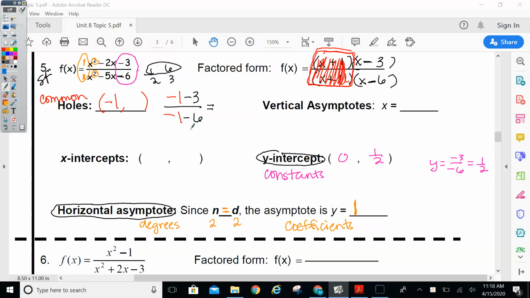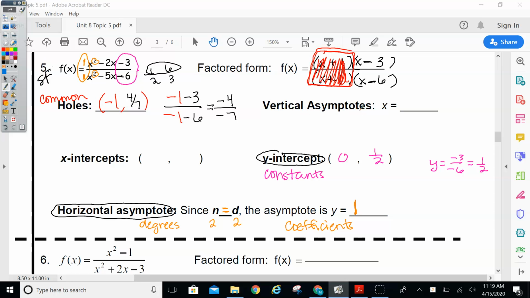Then we just subtract and reduce. -1 minus 3 is -4, and -1 minus 6 is -7. A negative and a negative makes this positive 4/7. So you get the y-coordinate of the hole by plugging the x into whatever's left over when you cancel it out. And then once you cancel it out, you see what remains.